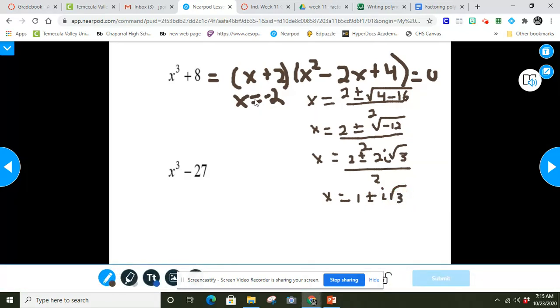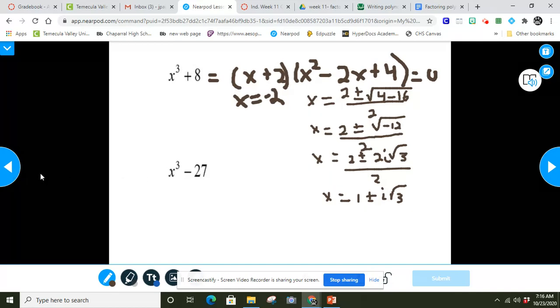So my 3 answers: I have one real, x equals -2, and I have 2 complex. These are called complex conjugates: 1 plus i rad 3 and 1 minus i rad 3. So in total, 3 solutions because my degree is 3. Again, I'm just using the pattern from the previous slide. This work's going to go away.